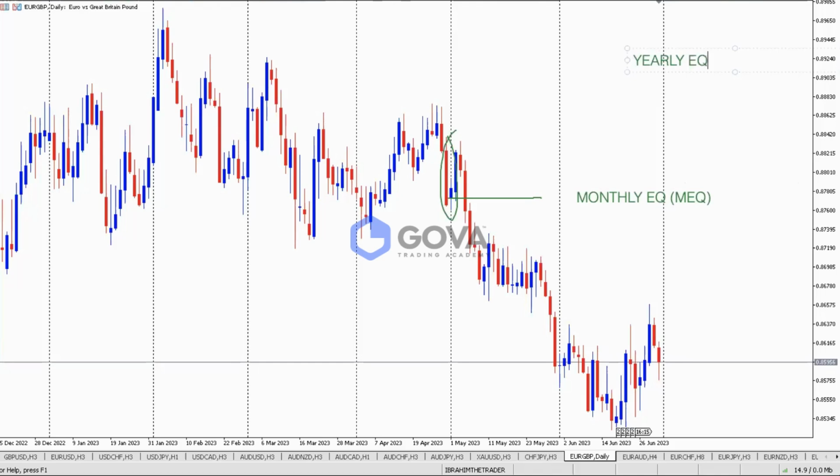So yearly EQ is also known as YEC. So anytime you see me asking you a question about MEC or YEC or WEC or DEC, you should be able to know what I'm talking about, okay? WEC is the weekly equilibrium line. DEC is the daily equilibrium line, all right? So this is the monthly equilibrium line for the past month. This is the other equilibrium line, and so on and so forth. So that is it for the monthly equilibrium line, all right?